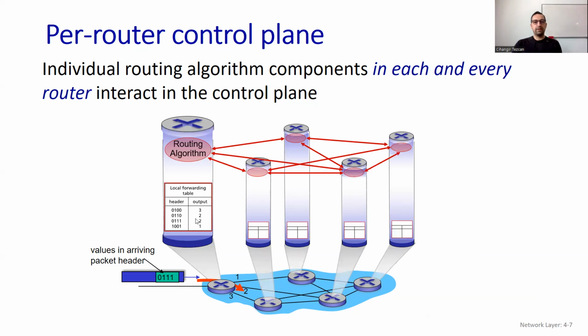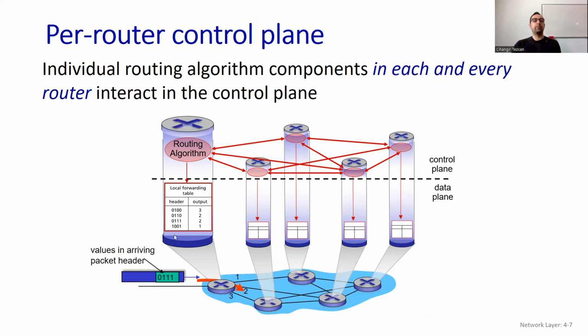So all of them have some information exchange using the routing algorithm, as shown here. So they know which output ports they are going to use depending on the input headers. The control plane is the exchange of the algorithm for the routing, and this part actually happens locally.